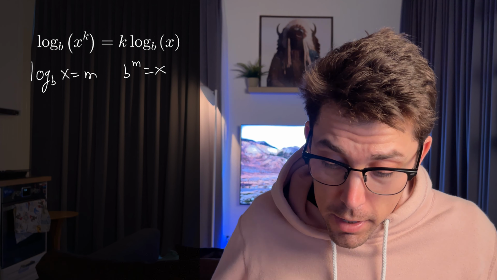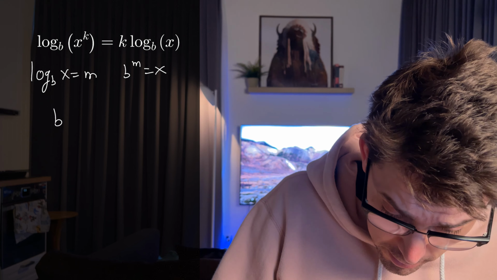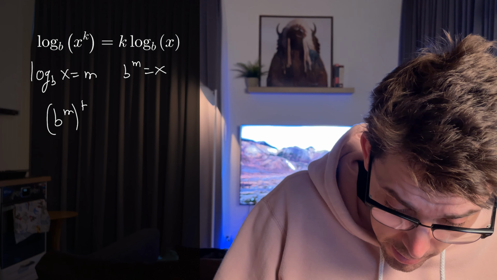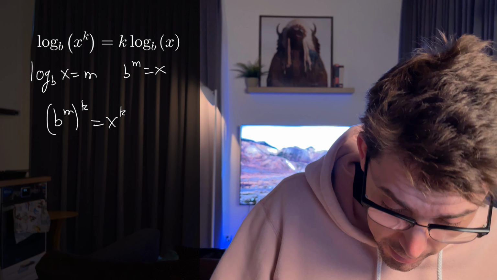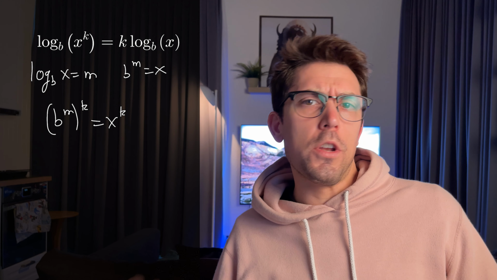So what I'm going to do now is raise each of these to the power of k, because this is to the power of k. So let me write b to the power of m, to the power of k, is equal to x to the power of k. And if you're wondering how would you know to do that, it seems like you're kind of doing it out of thin air.